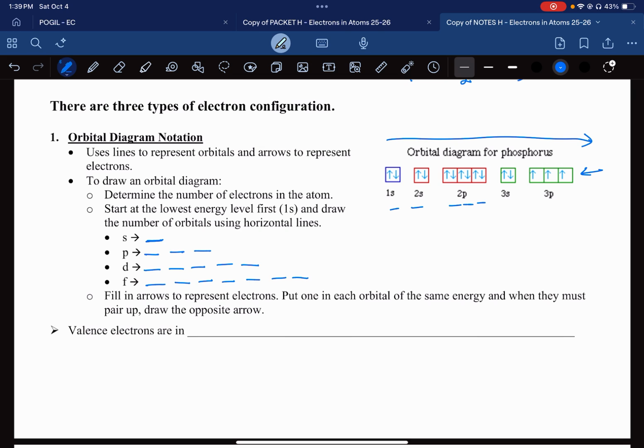But one key thing to note is that the valence electrons for an atom are located in your highest level s and p sublevels. Okay, so in this particular case, here are our highest level s and p sublevels, and we have one, two, three, four, five electrons being represented, and this is phosphorus.